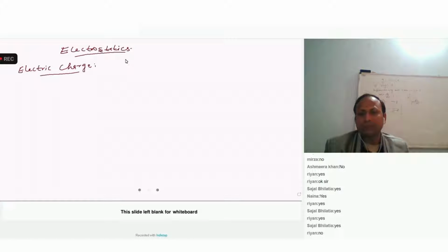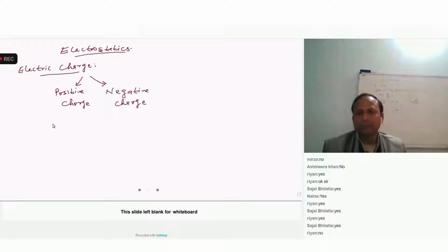Okay, so that means there will be two types of electrostatic force. The reason behind this is that electric charges are of two types. What are they? One is positive charge, and the other is negative charge.